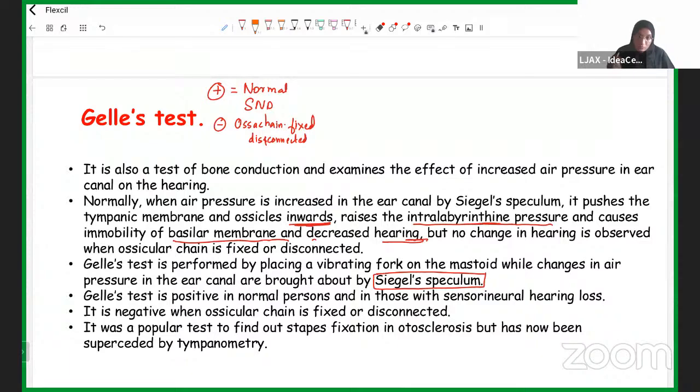What is Gelle's test? You use a tuning fork, put it behind the mastoid bone, and you increase the pressure in the ear by using a Siegle's speculum. Okay, normally there will be a decrease in hearing if you induce pressure in the normal ear. But it is negative when the ossicular chain is fixed or disconnected.